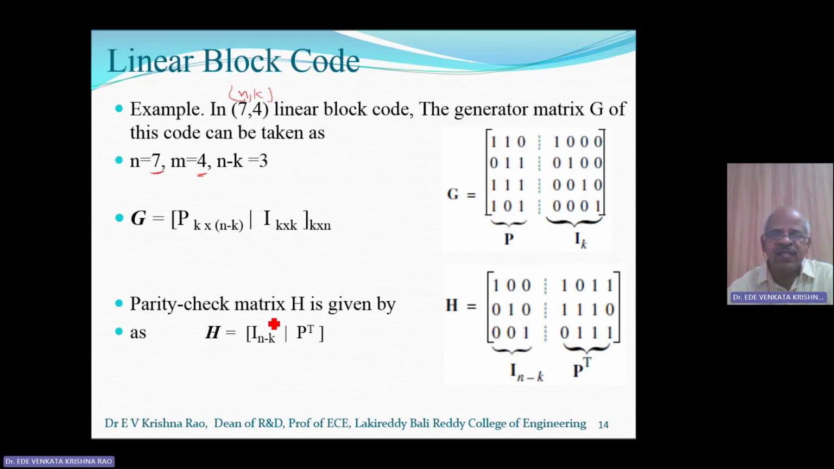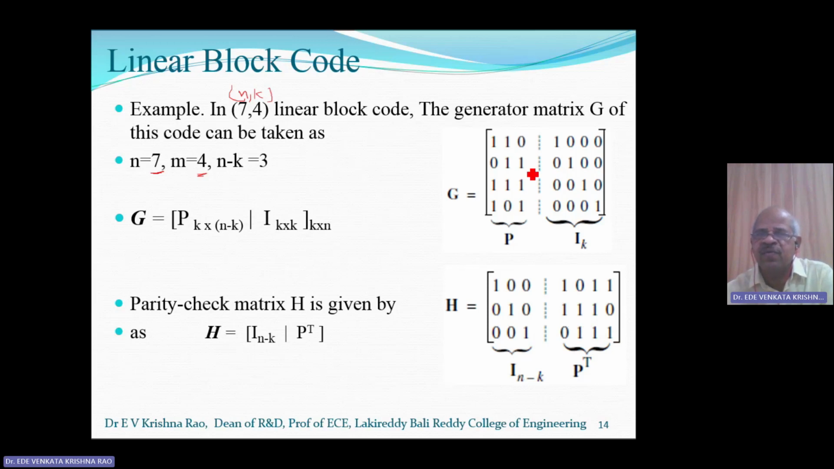We can generate the parity check matrix also, because H is I and P transpose. As we said, G H transpose must be null. So H becomes I and P transpose. Whatever the P parity coefficient matrix is here, we take the transpose of that, and this I is the unity matrix, n minus k by n minus k. So this is a 3 by 3 unity matrix, and n minus k by k is the 3 by 4 P transpose matrix.